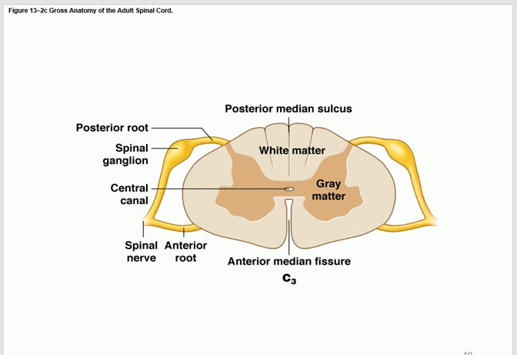And coming out of it are the spinal nerves, and they come from roots. The root that comes from the anterior part is called the anterior root. The root that comes from the posterior aspect is called the posterior root. They come together to make the spinal nerve. And look at this bulk here.